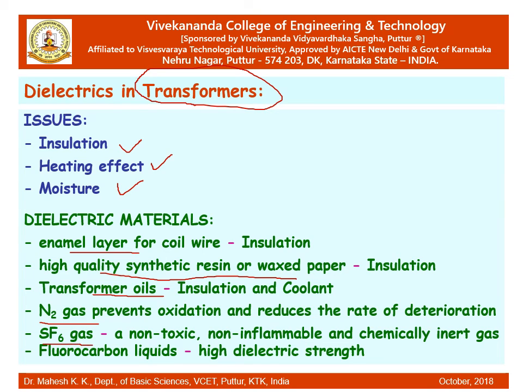Now you see that transformer oil is one dielectric material, which is a liquid; N2 is another dielectric material, a gas; and SF6 is again a gas dielectric material which is also used. SF6 gas is a non-toxic, non-inflammable and chemically inert gas used in the transformer. In large transformers, fluorocarbon liquids with high dielectric strength are also used.